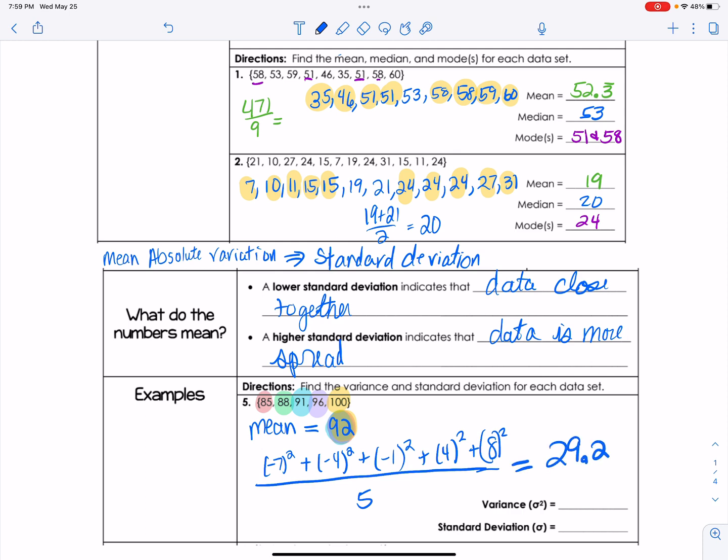Okay, so that is, sorry, I'm trying to get my thing all set. Okay, so that right there is my standard deviation.